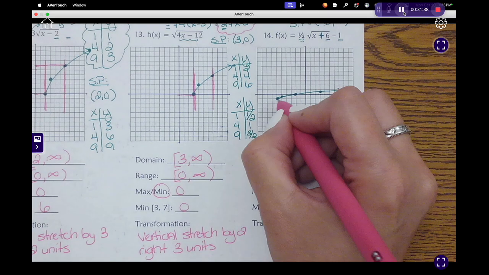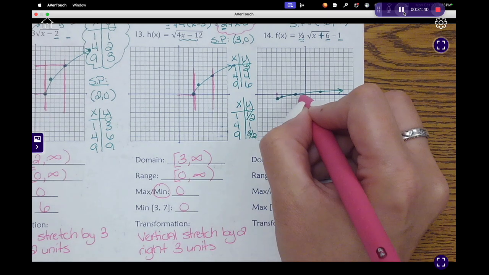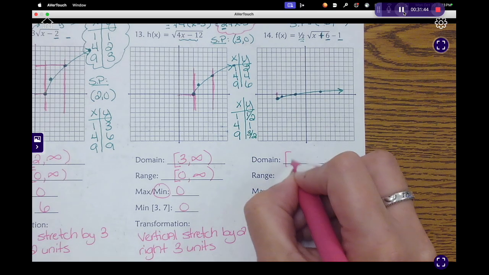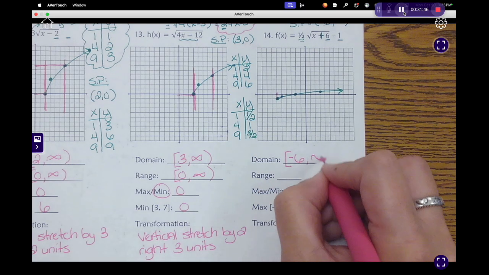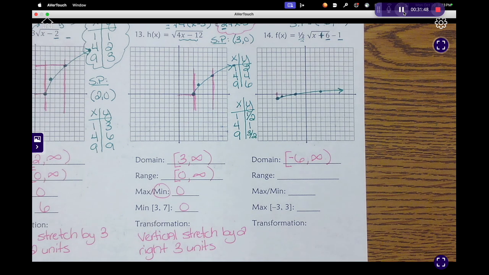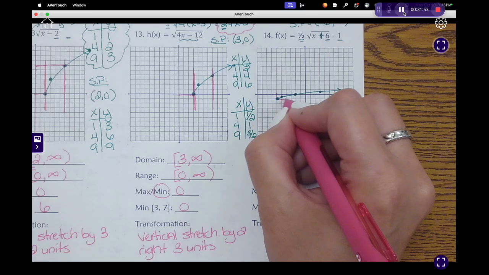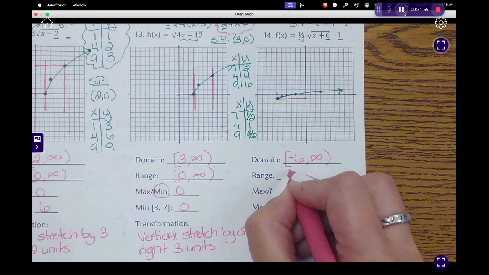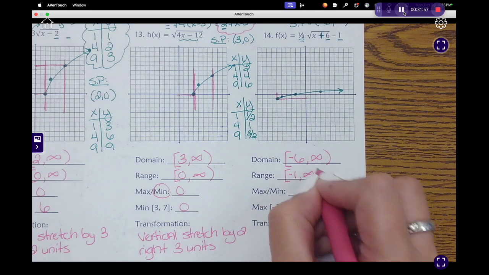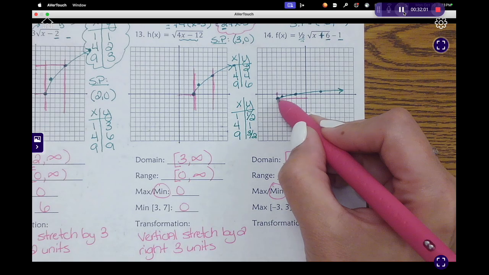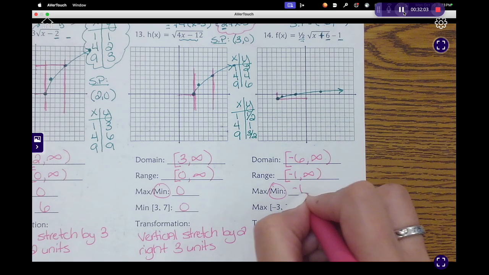All right, and that last square root one that we did, so if I look at the domain, the domain is all the way over here, so that's negative 1, 2, 3, 4, 5, 6. So that domain is starting at negative 6, and it's going to continue to go to the right, so that's the infinity. And then for my range, my lowest value is at negative 1. And then it continues to go up, so that's the infinity. This is still a minimum right here, and that minimum value is at negative 1.